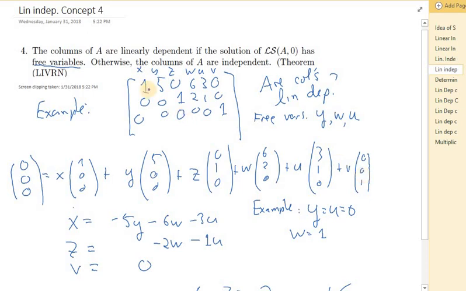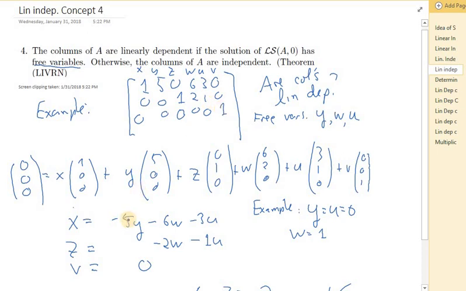If you write this out as a system of equations like we've done before and write the pivot variables in terms of the free variables, this first equation becomes x equals negative 5y. There's a negative because I pull it to the other side. Minus 6w minus 3u. All right, that's the first equation. Second equation becomes z equals minus 2w minus u. The last equation becomes v equals 0.